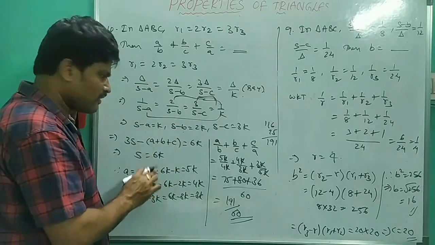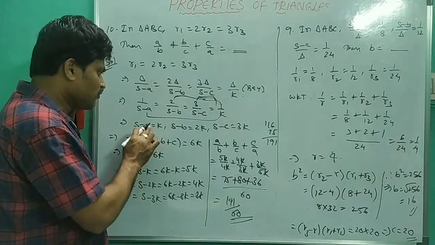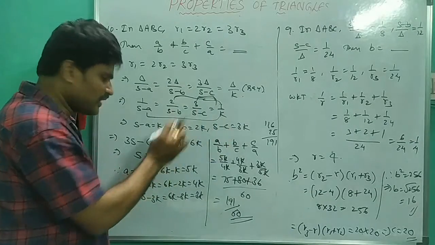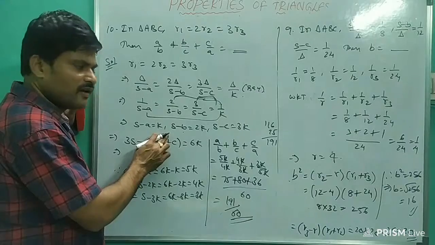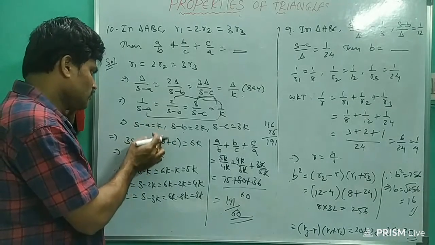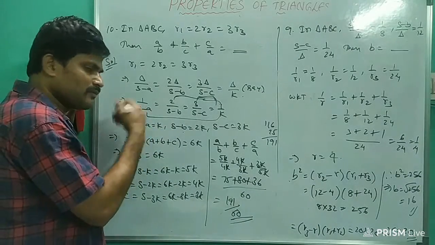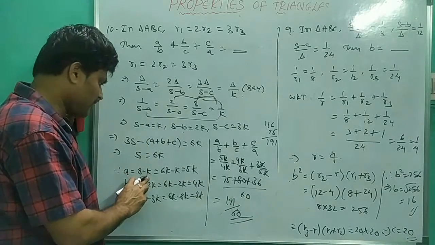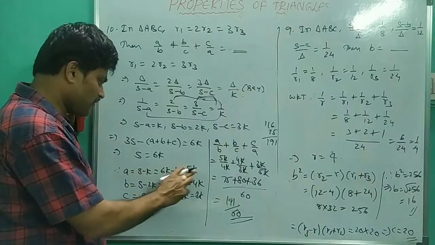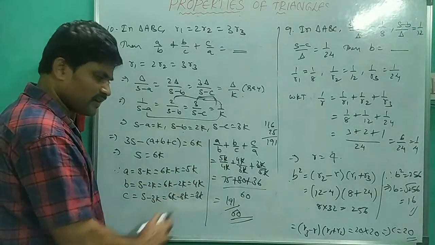From these conditions, using the s value to find small a, small b, small c in terms of k. So a equal to s minus k, because s minus a equals k; we have to take k to the left side and a can be taken to the right side. Now we can write a equal to s minus k, and simplify that: a equal to 5k. Similarly, b equal to 4k, c equal to 3k.